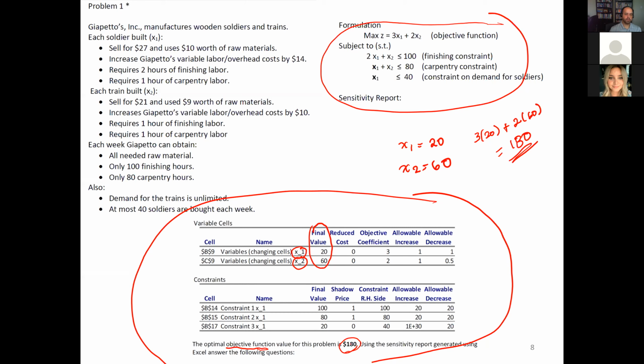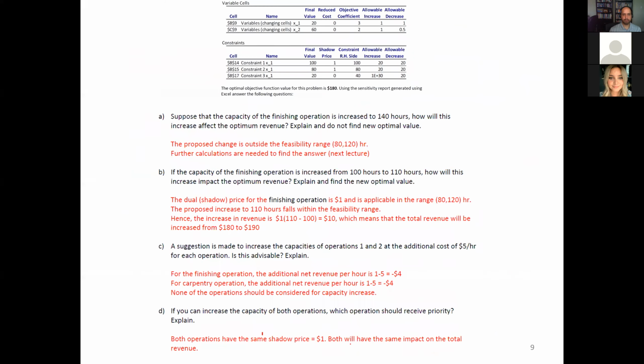My goal is for you to understand what this report means in order for you to gather insights. So what I'm going to do now is use this report to ask you some questions, and this is part of your assignment. So here are the questions with the answers. Suppose that the capacity of the finishing operation is 140 hours. How will this increase affect the optimal revenue? Explain and do not find the new optimal value.